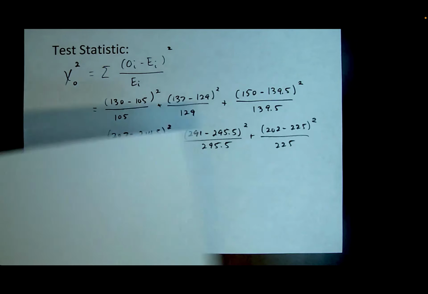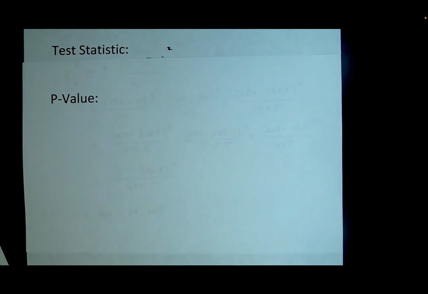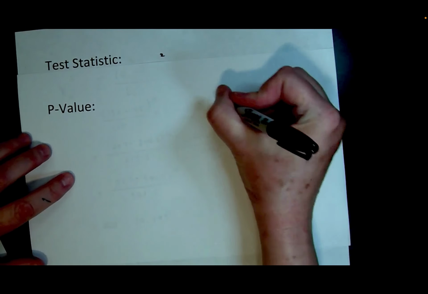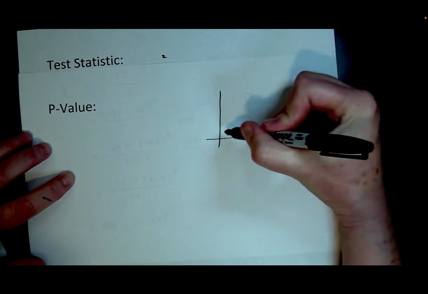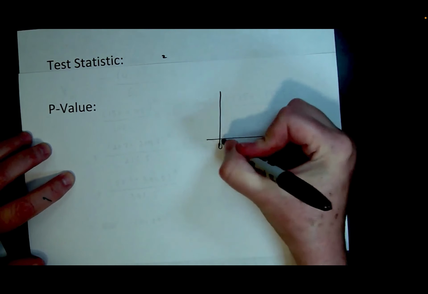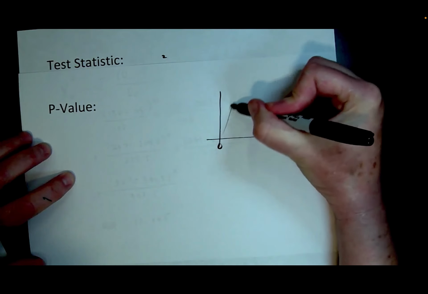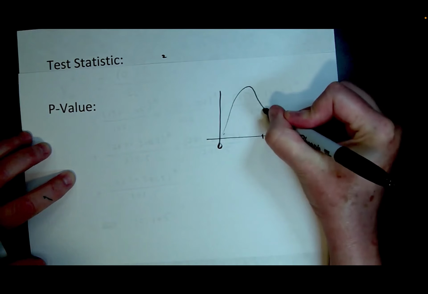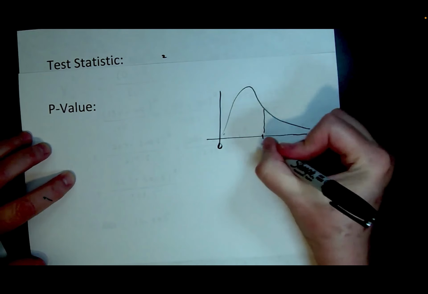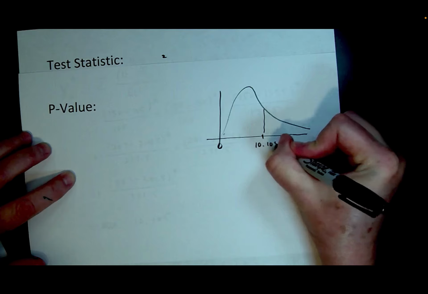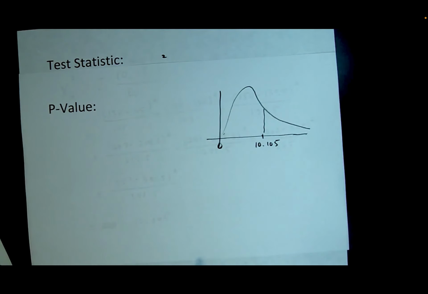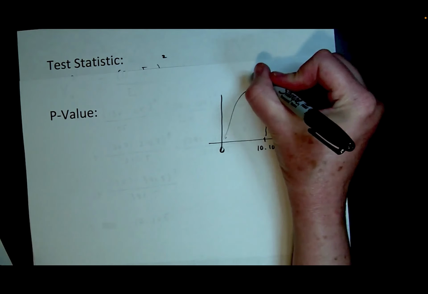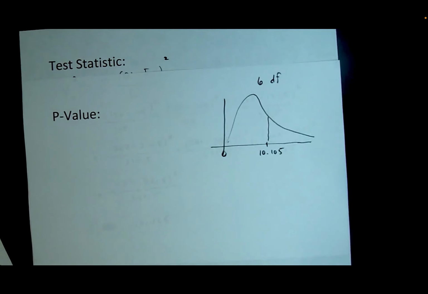Now from that we need our p-value. And let's remember, we're using the chi-square distribution. Remember, that's the one that starts at 0. It doesn't have 0 in the middle, and it's not symmetric. We're looking for area to the right, because we're doing a right-tailed test, to the right of 10.105. Oh, and that was degrees of freedom. Remember, it's number of categories minus 1. We have 7 categories. Subtract 1 and you get 6 degrees of freedom.